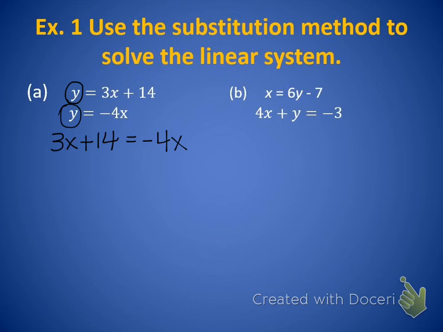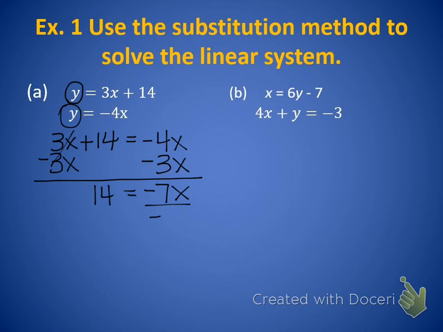Now, that's going to take me down to moving the variable. And normally I like to move the variable to the left side, but in this problem, if I move negative 4x, I have nothing left over there. So I'm going to move negative 3x. I'm going to bring down 14 equals, and negative 4x minus 3x is negative 7x. To solve this, I'm going to divide both sides by negative 7, and we always like the variable first. So x equals 14 divided by negative 7 is negative 2.